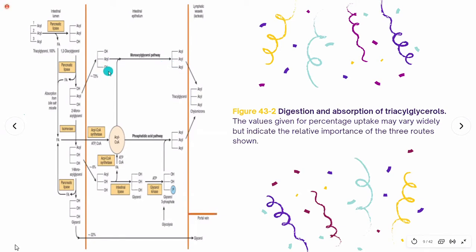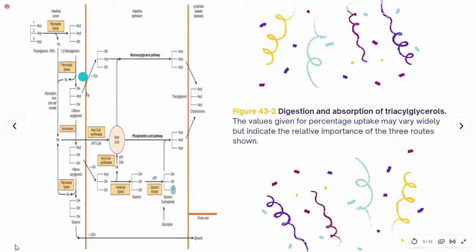So what happens next? This activated fatty acid, acyl-CoA, now esterifies this hydroxyl here and this hydroxyl here to reform back to triacyl glycerol. You see that? That's the same thing here.